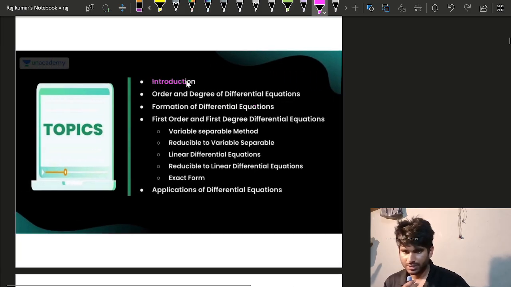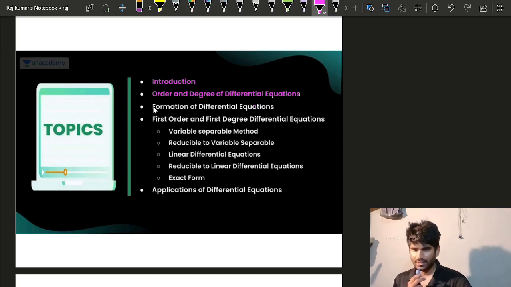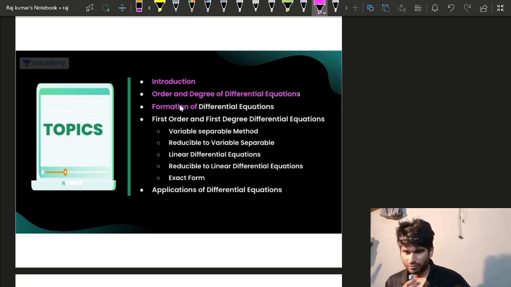First, we discuss the introduction, what is the important thing. Second, we discuss order and degree. One-mark questions on this are asked every year in the board, ICSE or CBSE board, so this is also important. Third, we study the formation of differential equations, that means how we form the equation. And then fourth, we discuss first order and first degree differential equations.